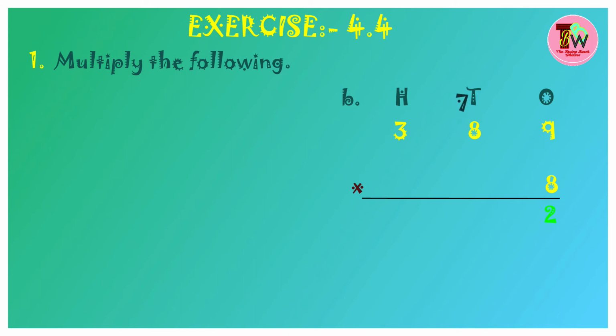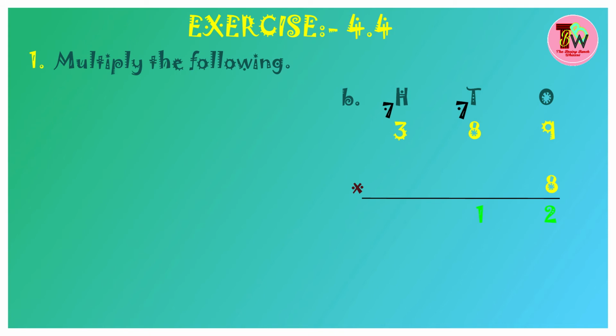Then 8 is written in the tens column, so we have to multiply 8 by 8. Diagonally we have to multiply. 8 8s are 64 plus 7, 71. 1 you have to write in the tens column and 7 is carried over to the hundreds column.